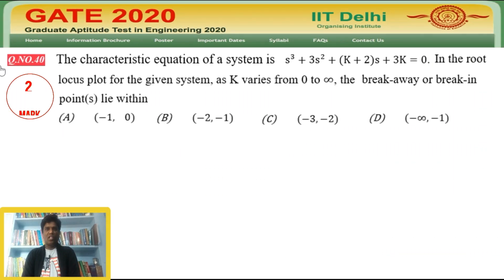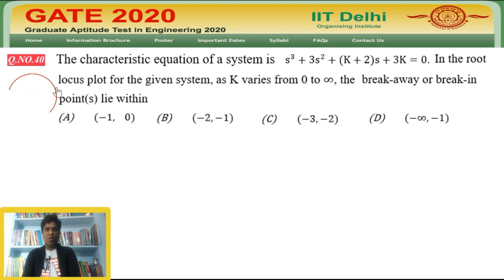Next, we will look at the fourth question. This is the 40th question of the GATE exam 2020 for the EC department, question paper of the control systems subject. The question is: the characteristic equation of the system is s cube plus 3s square plus (k plus 2) into s plus 3k equal to 0.